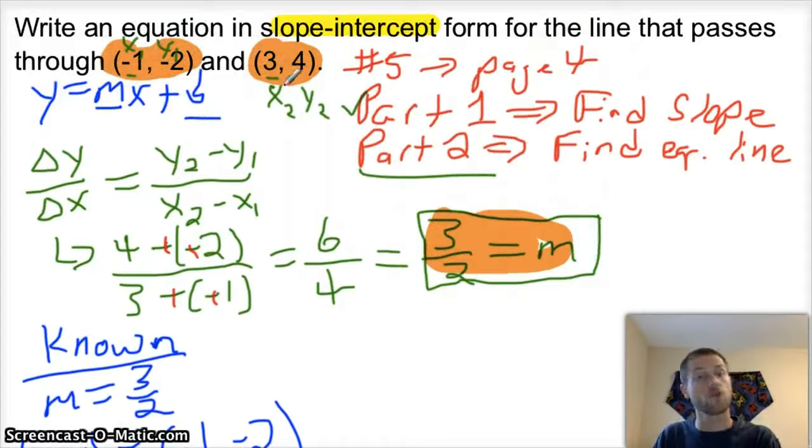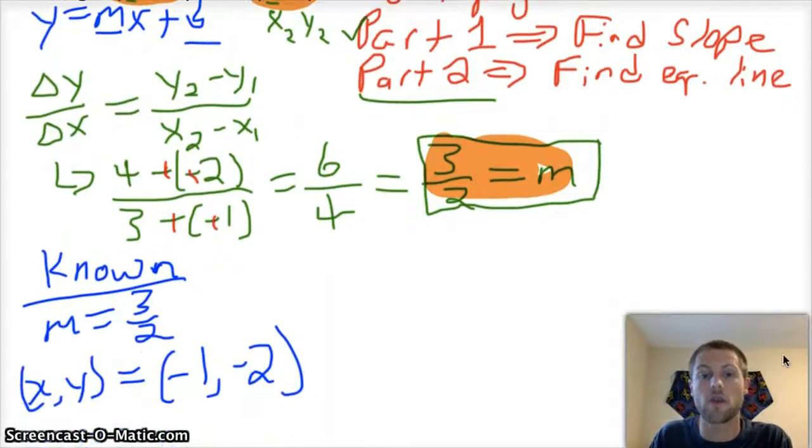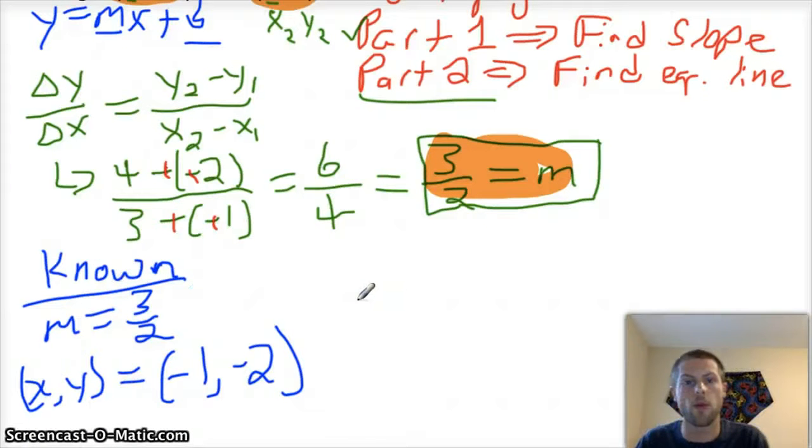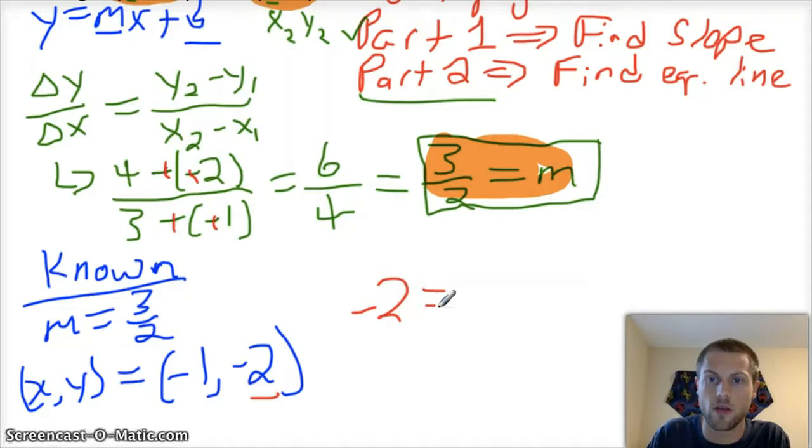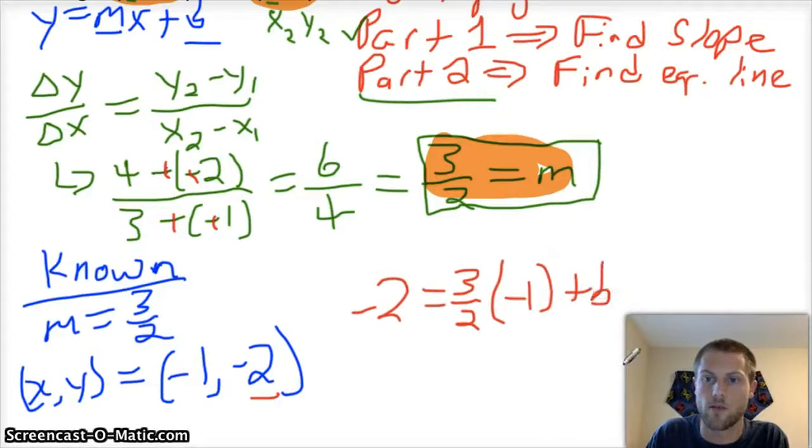Negative 1, negative 2. So I just lifted that coordinate right here. Could I have used this 3, 4? Sure, why not? They both fall on that line, so they both are solution sets to this equation of the line. But what I'm interested in is finding now the final equation. So I'm going to have to take my knowns, which is my slope, my m, and an x and a y value, and I got to plug it all in. So I'm going to take my y, negative 2, equals m, 3 halves, times x, negative 1, plus b.